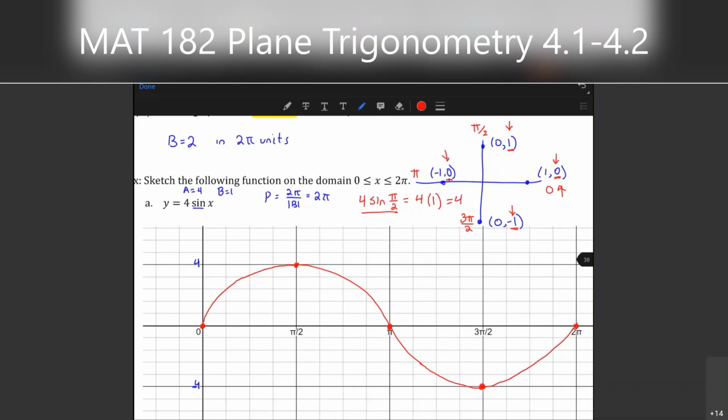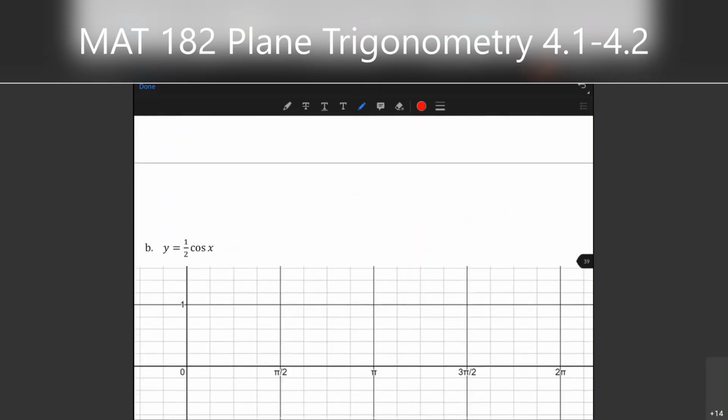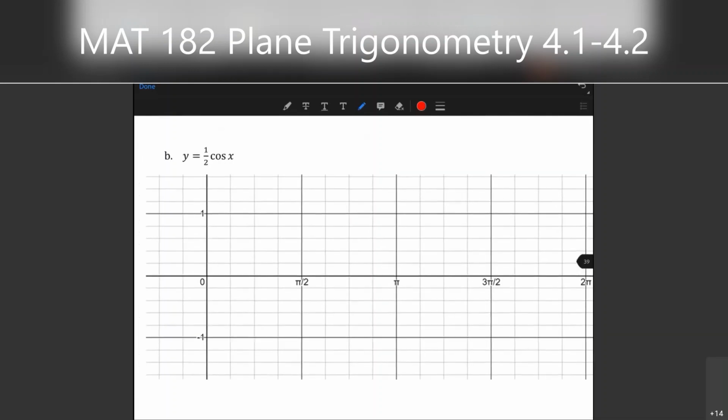All right, any other thoughts before we jump to another function? We'll take a look at a cosine function next with a 1/2 amplitude, and you'll see the difference here.